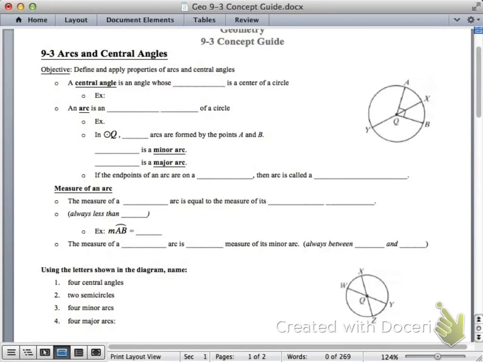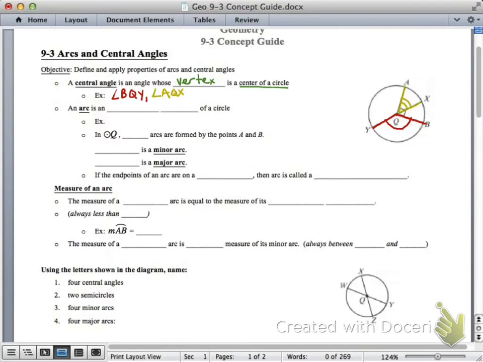Your objective here is to define and apply properties of arcs and central angles. We first need to define these. A central angle is an angle whose vertex is the center of a circle. For example, angle BQY over here: Q is the vertex of the angle, it is the center of a circle, therefore it is a central angle.